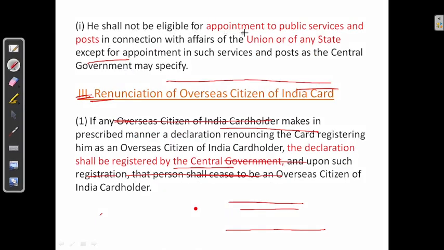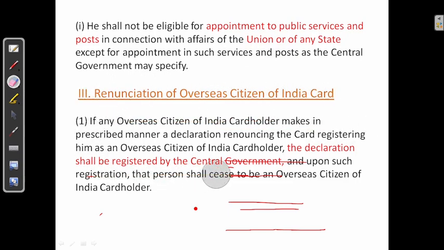He shall not be eligible for appointment to public services and posts in connection with the affairs of the Union or a State. He is not eligible for the SPSC or UPSC. Okay. All these are the regulations for the OCIC, Overseas Citizen of India cardholders.